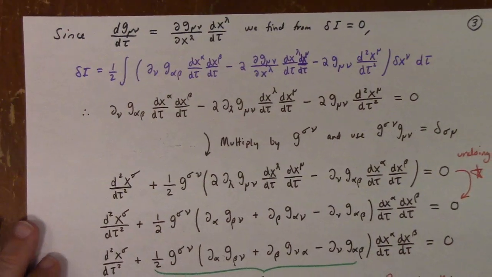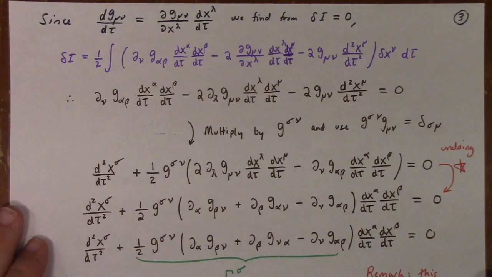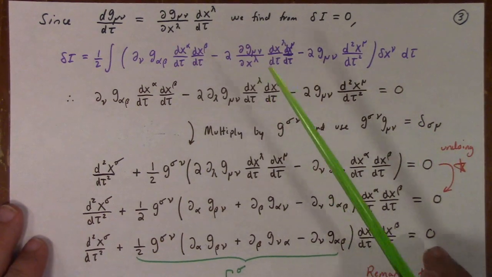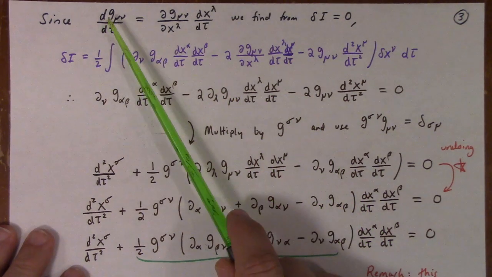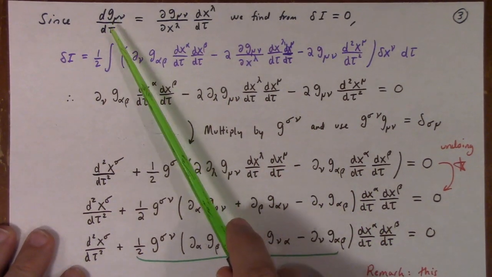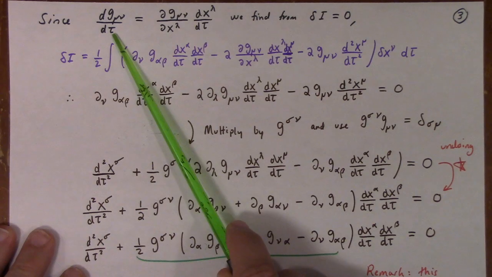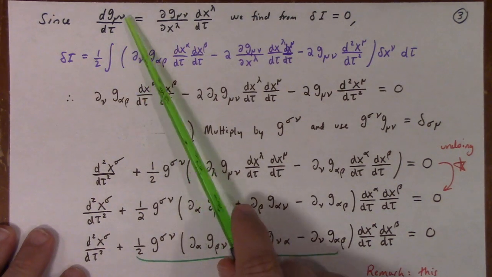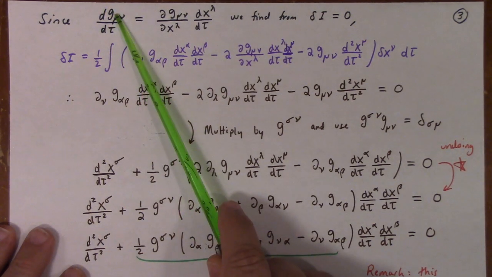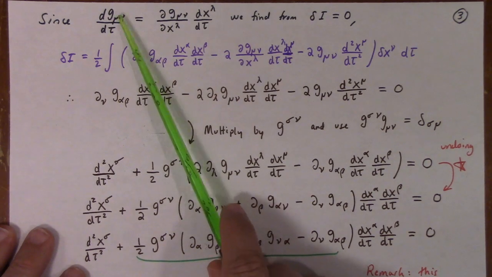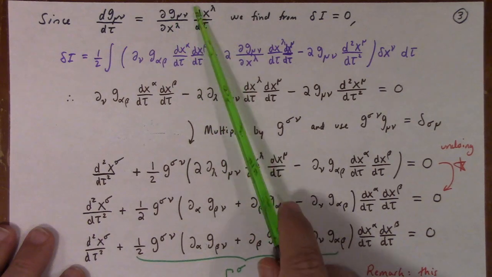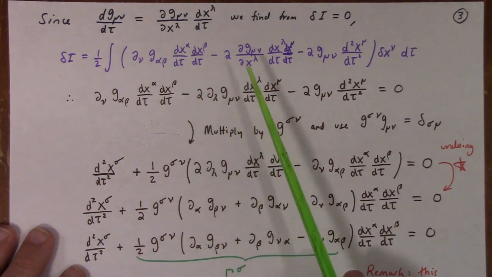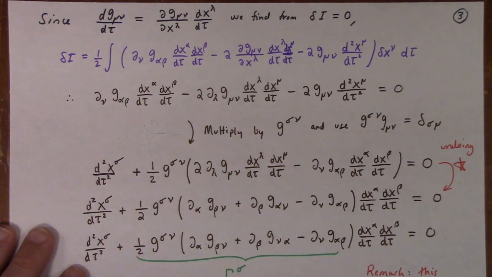Here we go. So, notice that the derivative of the metric with respect to the proper time, what this means is we're evaluating the metric along the curve, and so you can expand this derivative with this meaning. This is the chain rule, all right? And great.